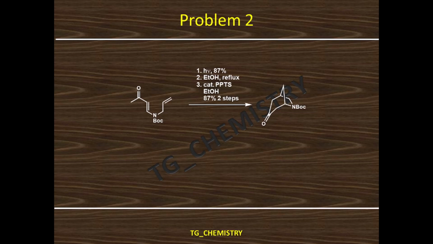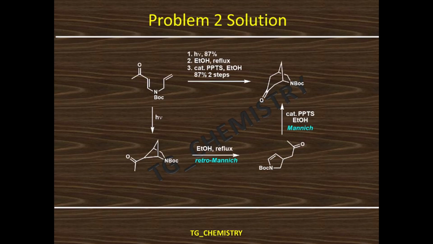Here the substrate you can see is the N-allyl oxobutynyl carbamate, and there are three conditions imposed on that. First the photo irradiation, followed by ethanol and reflux, and then the reaction with pyridinium paratoluene sulfonate. In the presence of that catalyst and ethanol, in 2 steps, we eventually end up with a bicyclic carbamate having a carbonyl compound. So how this reaction can proceed, we will see in the solution.